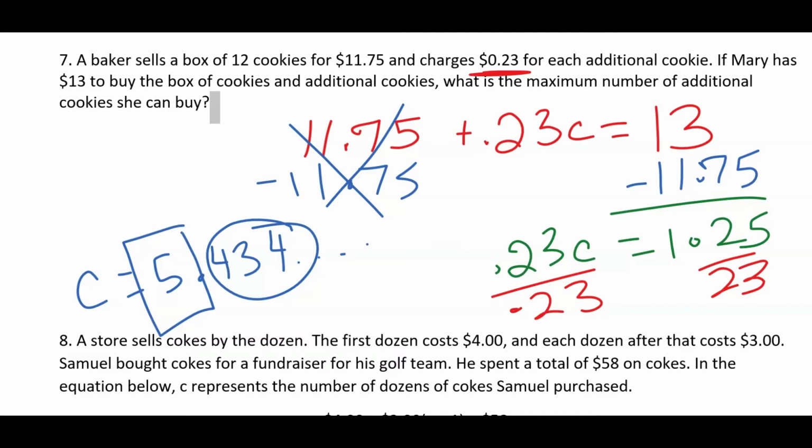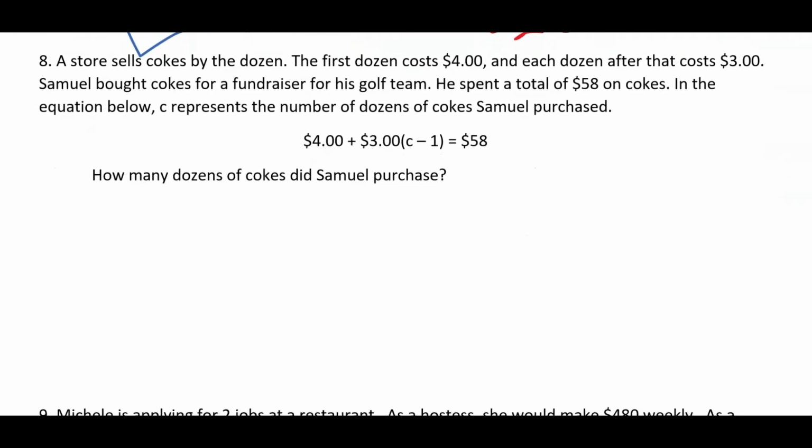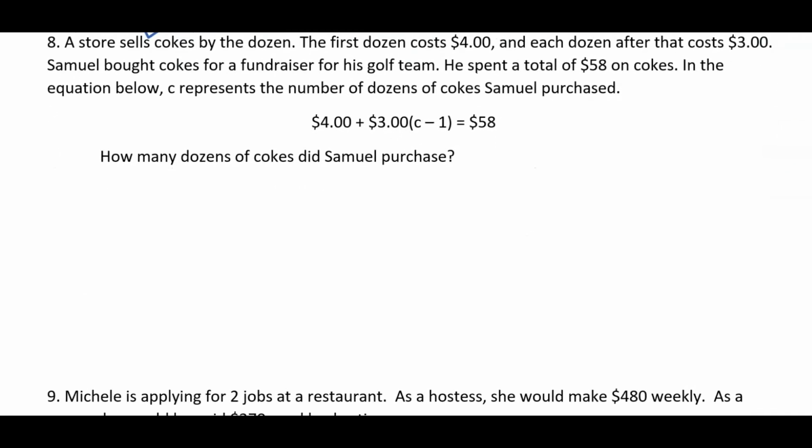So just make sure you're paying attention to what the decimals actually mean. Doesn't make sense that you could buy 5.4 of something. All right, now here is an equation that has dollars in it. We usually just use whole numbers in our equations, but we're going to be seeing decimals from now on.